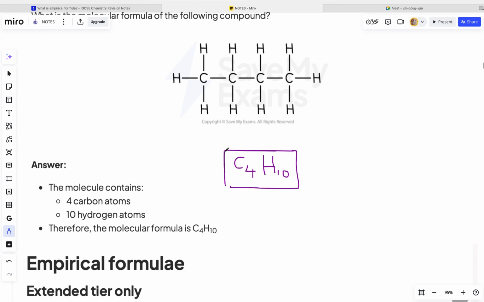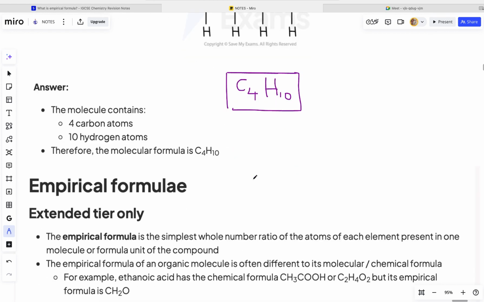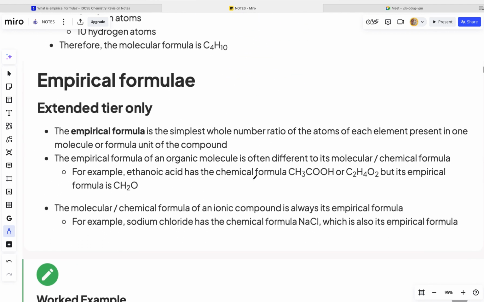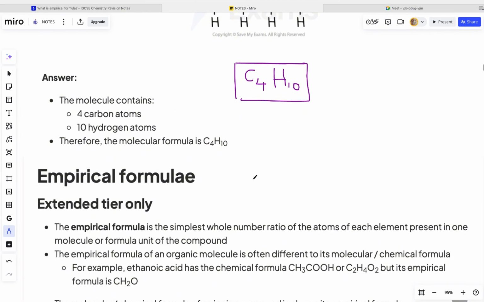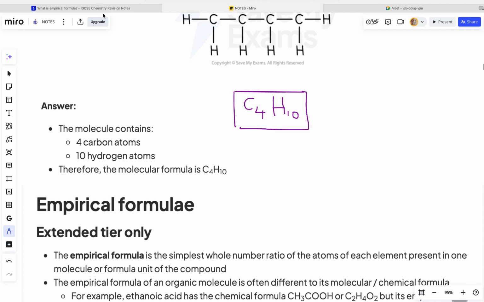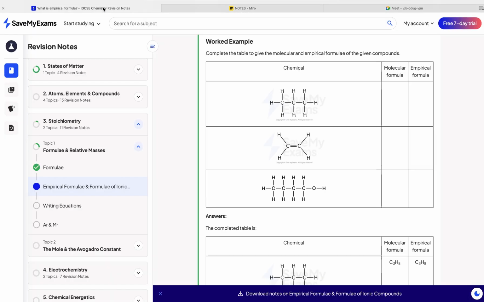And this one you see is called the displayed formula. This one we're seeing now is called the displayed formula. Is that okay? This is the displayed formula, this is the molecular formula. It's the same thing, just two ways of showing it. Now we move on to the second step. Before we study the empirical formula, let's take a look at a short tutorial.